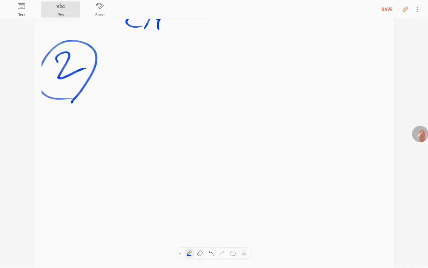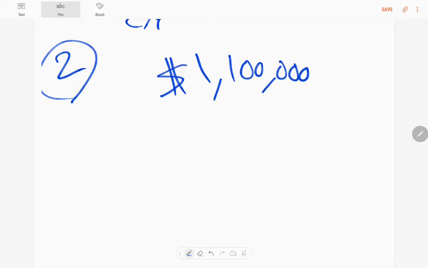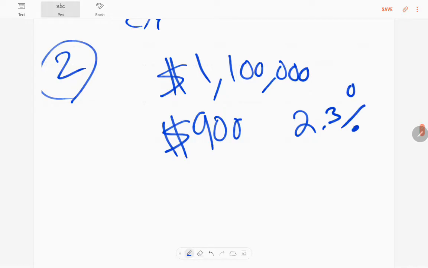Suppose a woman has decided to retire as soon as she has saved $1,100,000. Her plan is to put $900 away every month into an ordinary annuity that pays 2.3% annually. So this time they did give us the annual rate. How many years until she will be able to retire?